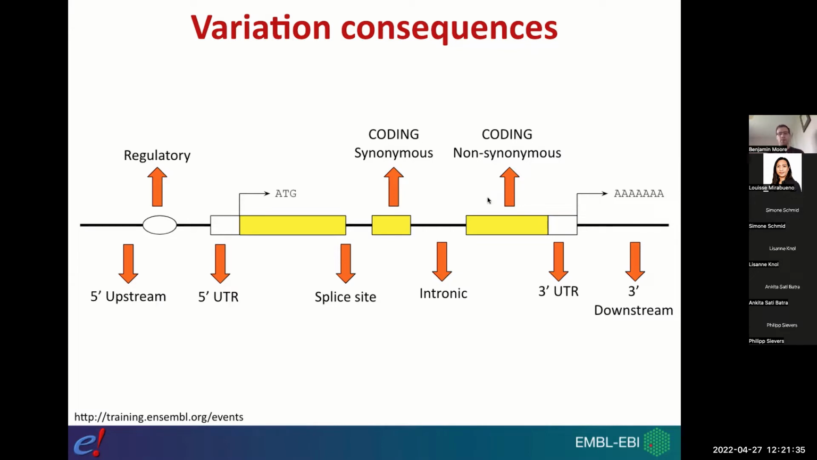Equally, on the other hand, we can also have non-synonymous coding variants. This is where we have a change in the genome that does result in a change in the protein or amino acid encoded at that particular position. So this is what we call a non-synonymous or a missense variant.